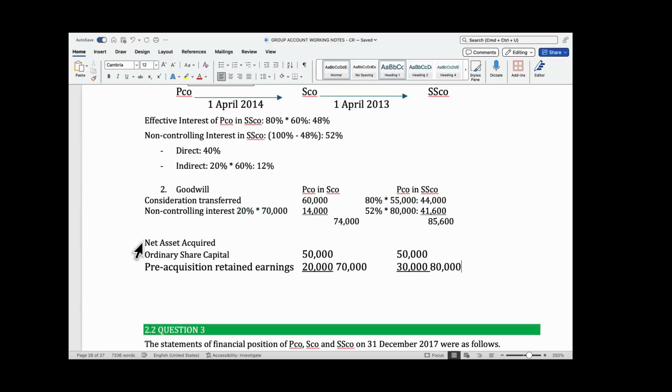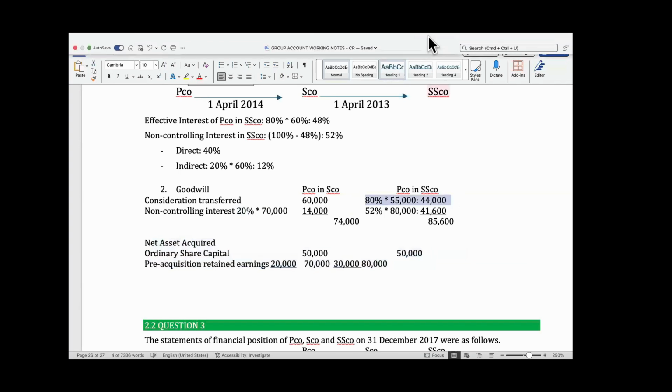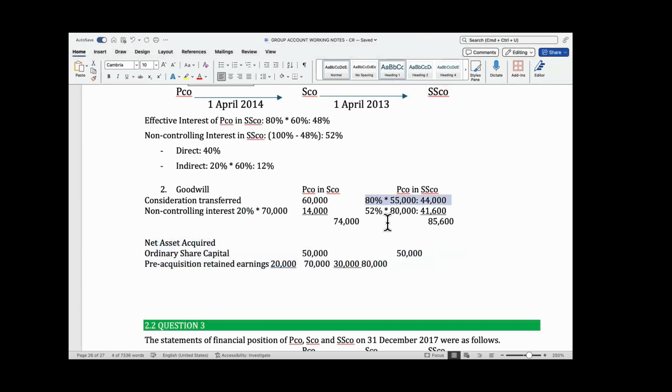In some other question, NCI can be measured at fair value. So you won't have to be doing all this 20% and all of that. They will just give you the value. I think we did an example last week of that. Again, for this one, since this is SSCO and we didn't buy SSCO directly, that 55,000 payment, we would only suffer 80% of that because that is our holding in ESCO of this 55,000.